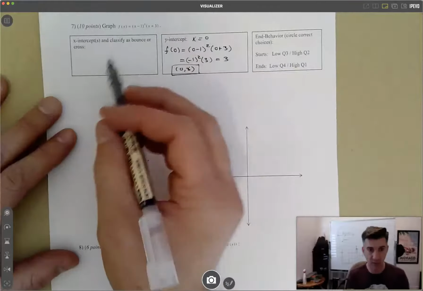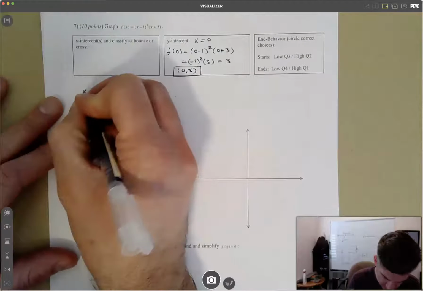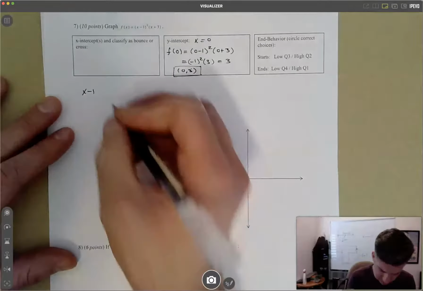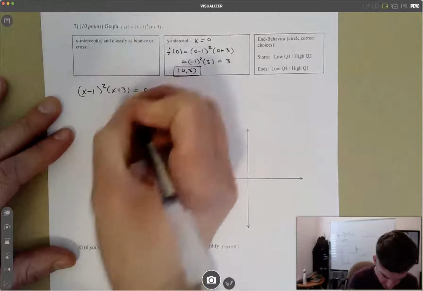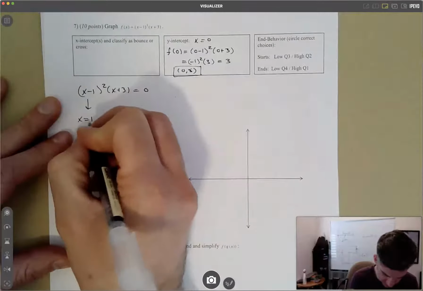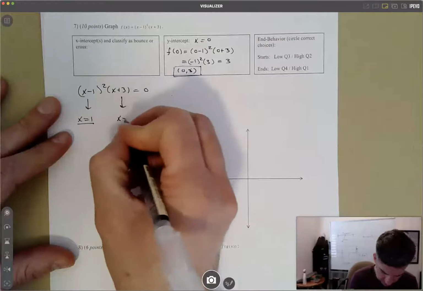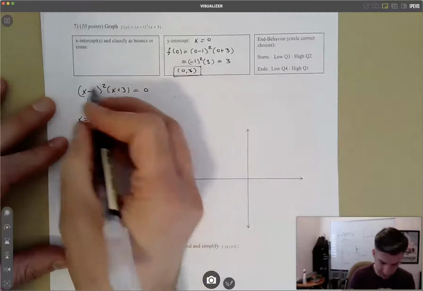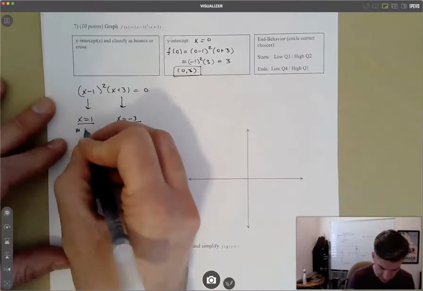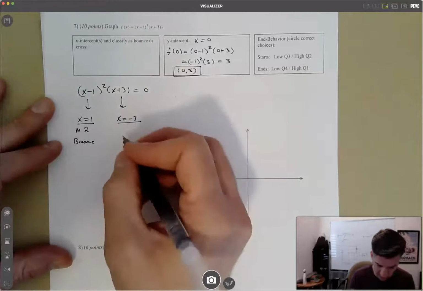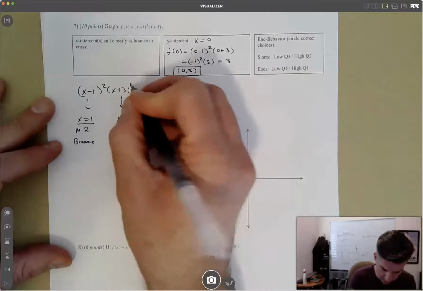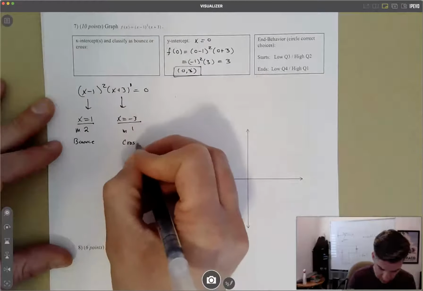For the x-intercepts, I'm going to set the whole thing equal to 0. I'm probably going to do this work down here so I have enough room. There's all this room here to use. You can definitely use it. So I'm going to get x equal to positive 1 and x equal to negative 3. And x equal to positive 1 has a multiplicity of 2, so we're going to bounce at 1. x equal to negative 3 has a multiplicity of 1, so we're going to cross at x equal to negative 3.